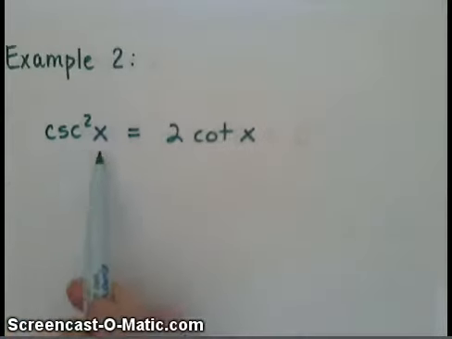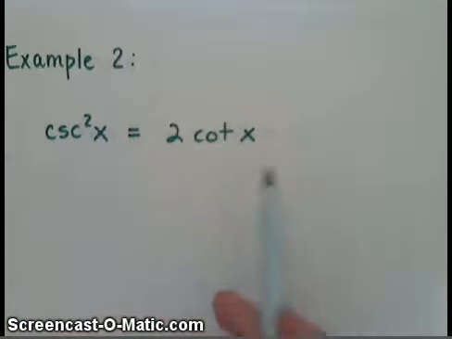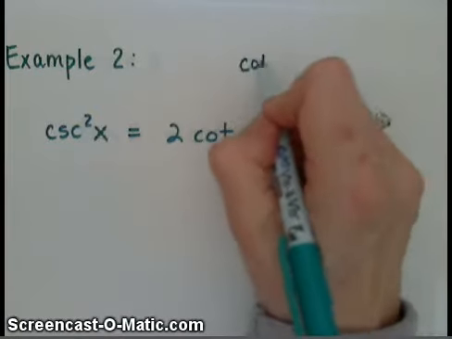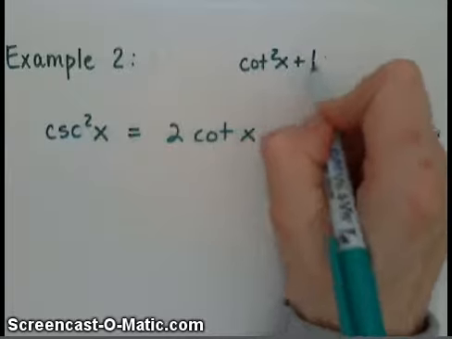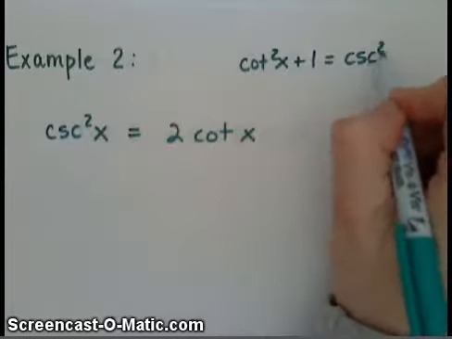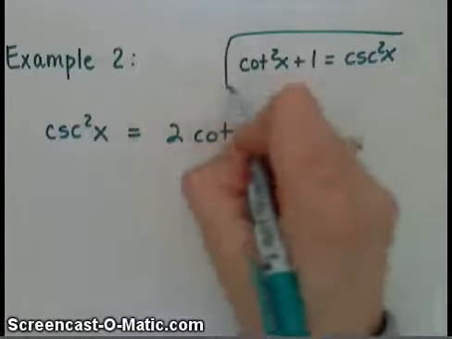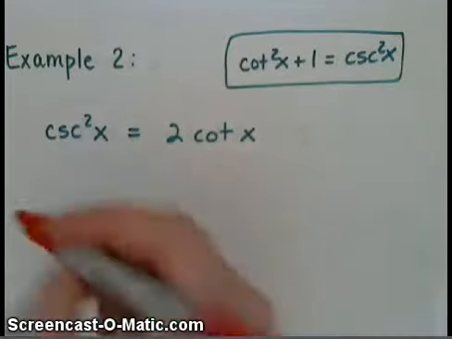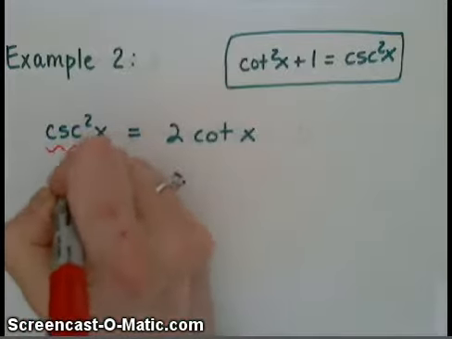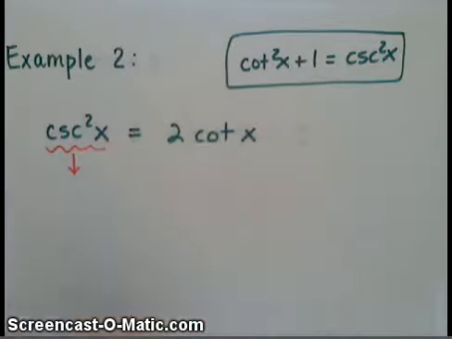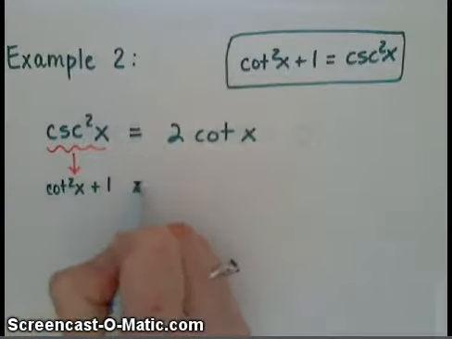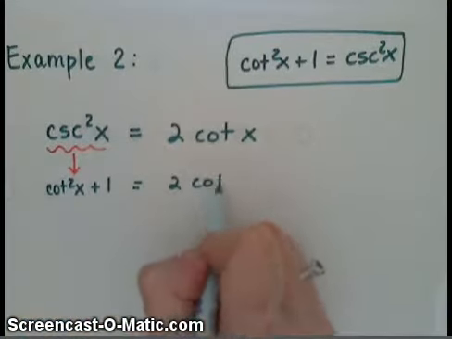All right, moving on to example 2. Notice this is a cosecant squared and this is a cotangent. Again, revisiting the last chapter, remember we had this function, cotangent square x plus 1 equals cosecant squared x. We're going to use that function to substitute into this problem. Now, only one of these is squared. This one is squared, this one is not. So we can replace this with cotangent square x plus 1 equals 2 cotangent x.